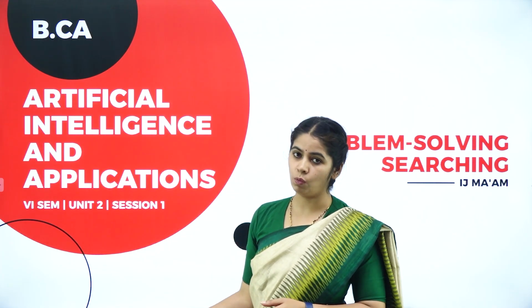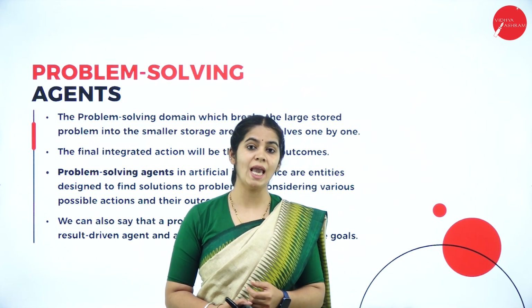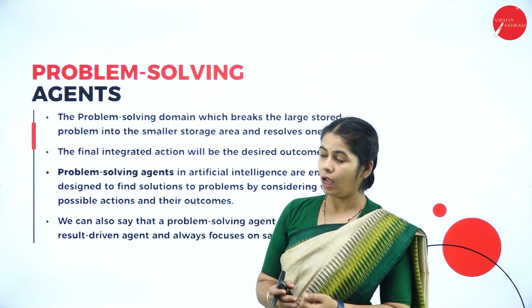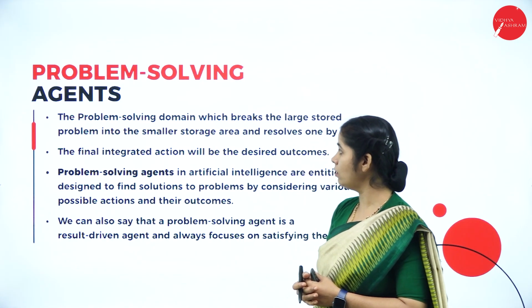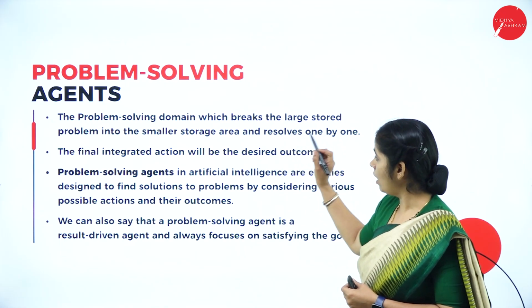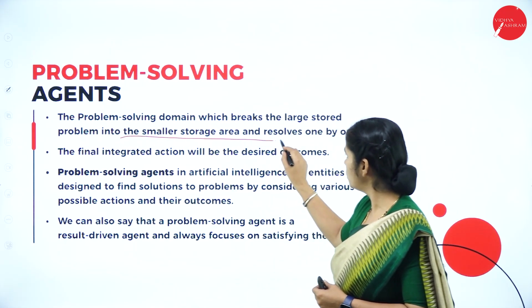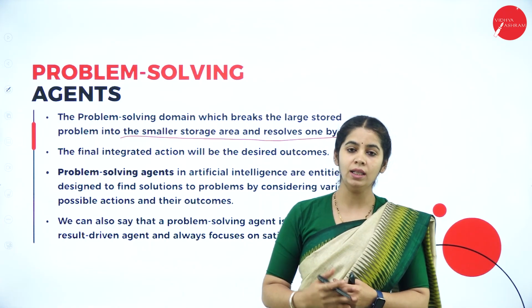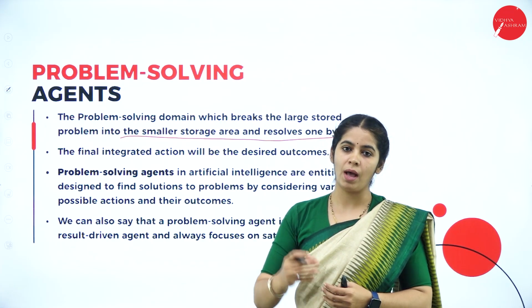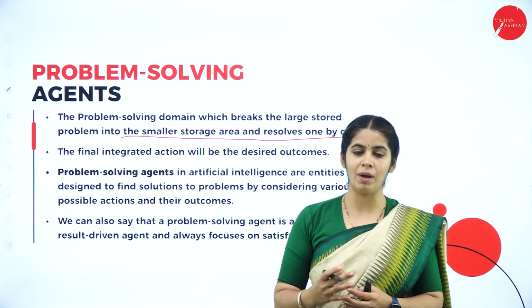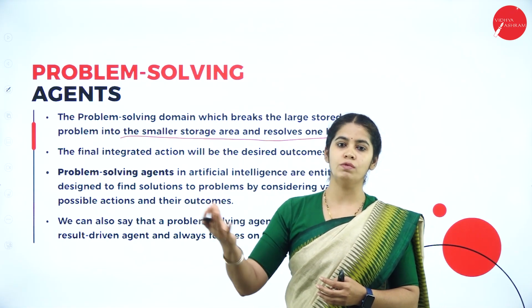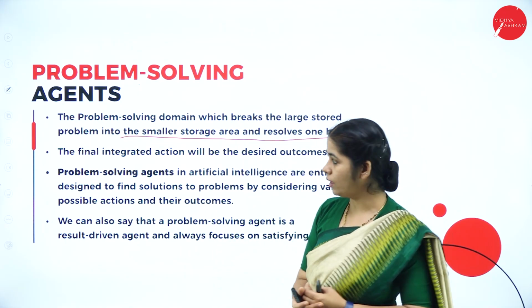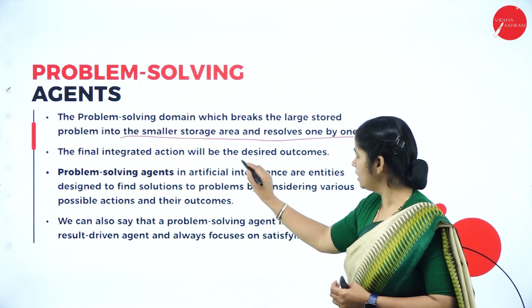As we move with session 1, we will go with what problem solving agents are. You know what an agent is? An agent is an entity that acts on an environment. A problem solving agent breaks a large problem into smaller problems and resolves them one by one. As in the divide and conquer method, we divide the large problem into smaller problems, get a solution for each smaller problem, and combine those solutions to get the solution for the larger problem. That is the basic concept we use in problem solving. The final integrated action will be the desired outcome.